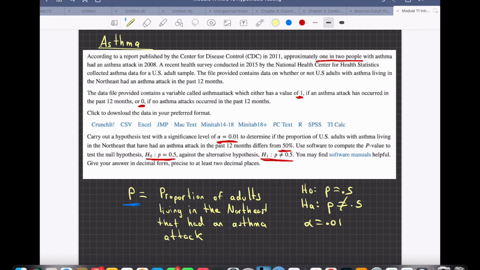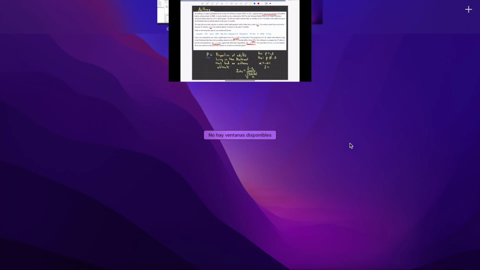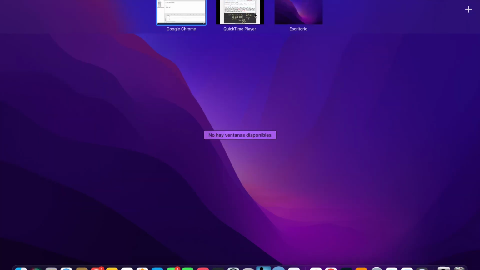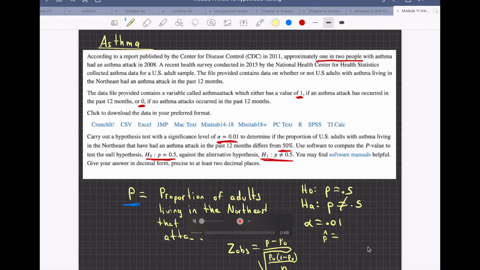Well, first, the test statistic, C observed, is equal to p hat minus p null, divided by the square root of p null times 1 minus p null divided by n. Here, p hat is what? 0.465.